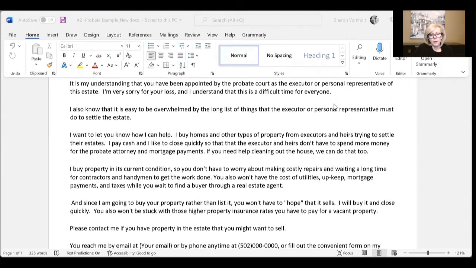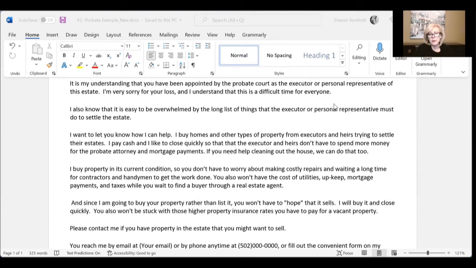Here's another important thing. When they list the property with a real estate agent, they have to hope that it will sell. They have to hope that someone, after coming through their house, maybe many people coming through their house, will buy the property. You need to dive into the things that they may not want to do and show them how you can make this easier for them. So, "You won't have to list it. You won't have to hope it sells. I'll buy it and I'll close quickly with all cash."